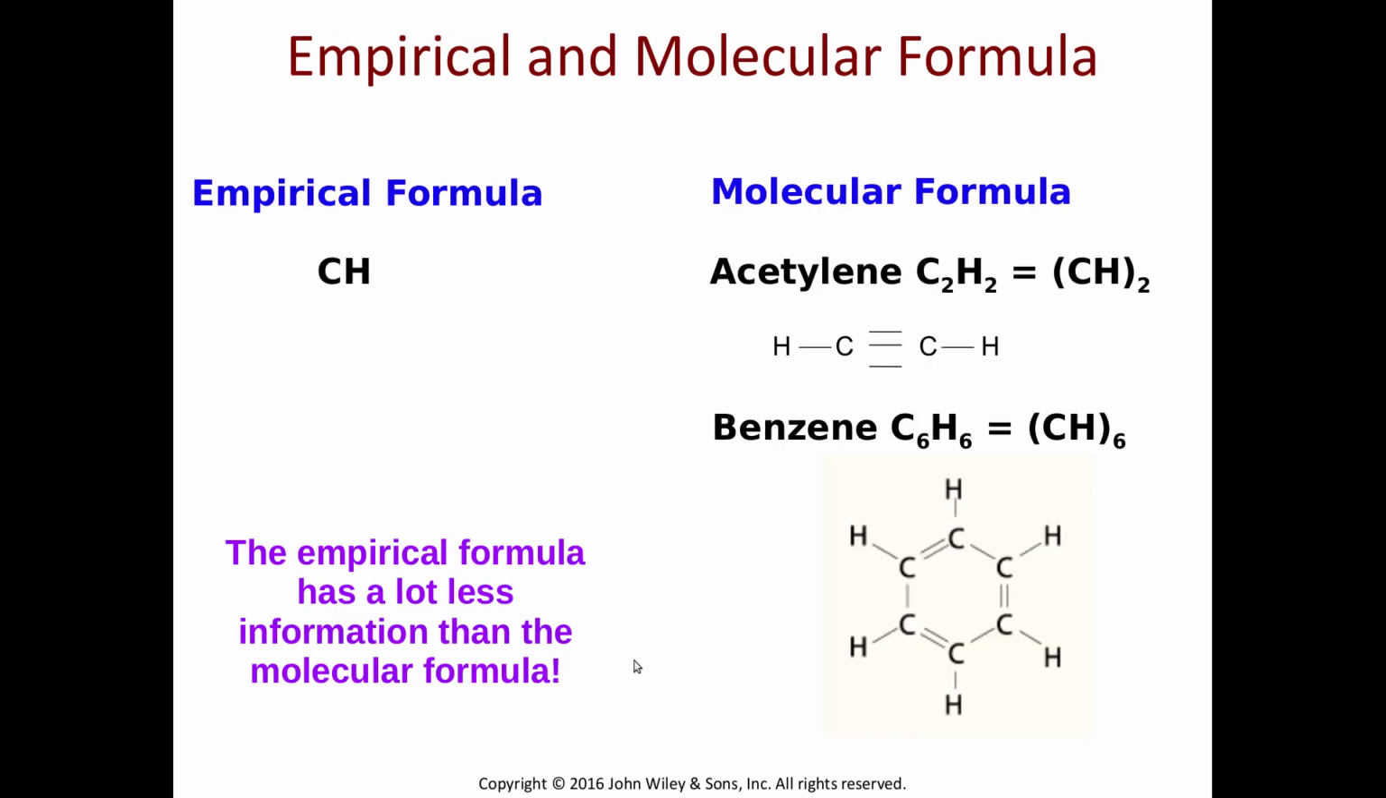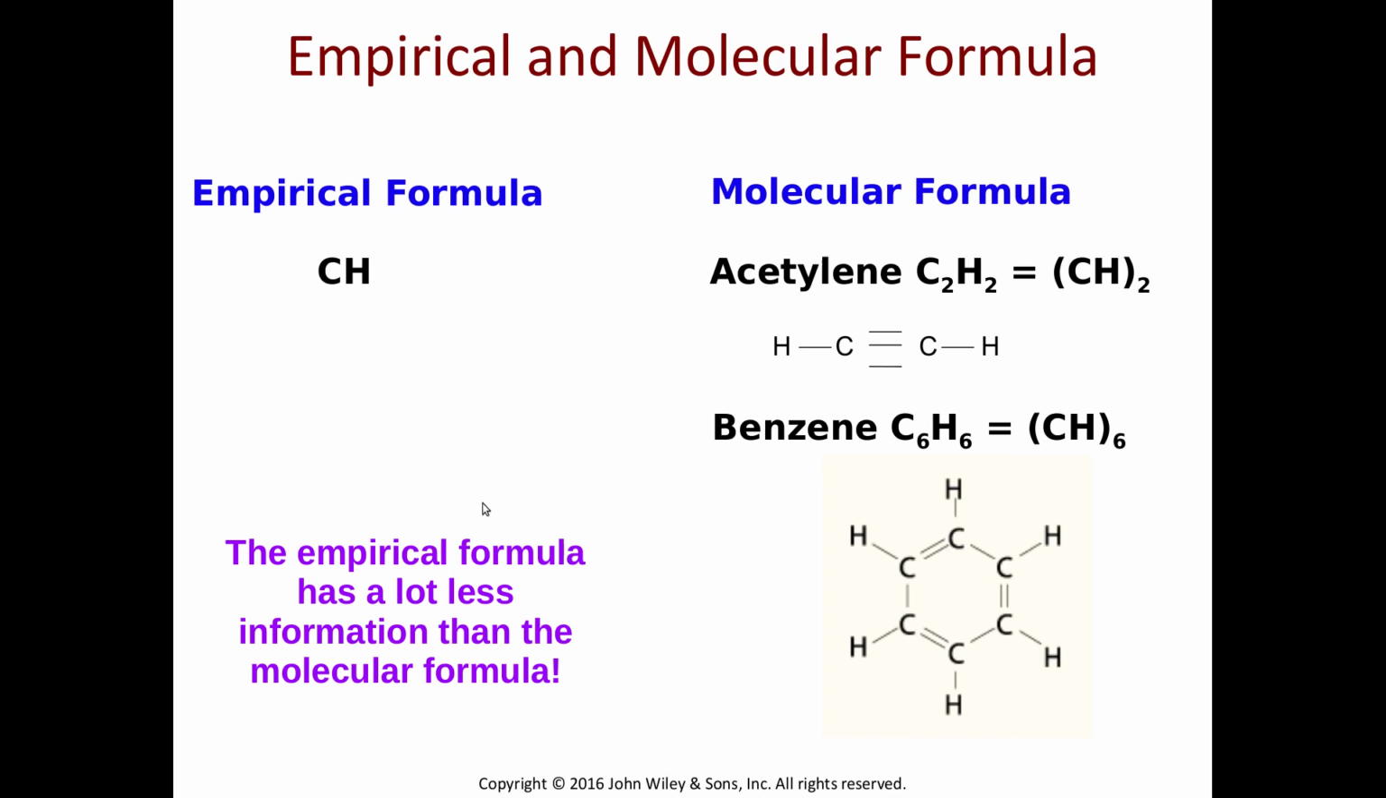So let's take a look to compare these once again. Here's the empirical formula over here on the left. It's just CH. Here are the two molecular formulas that contain the actual number of elements in the compound, and also here are their structures represented beneath them. So these lines are representing the bonds.